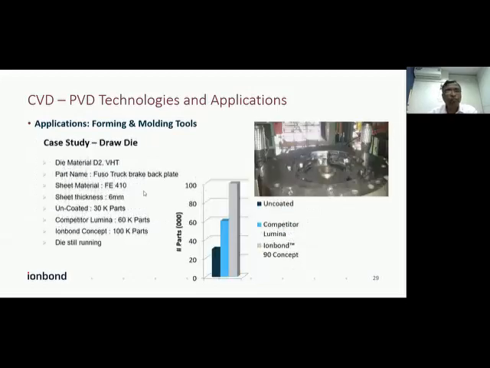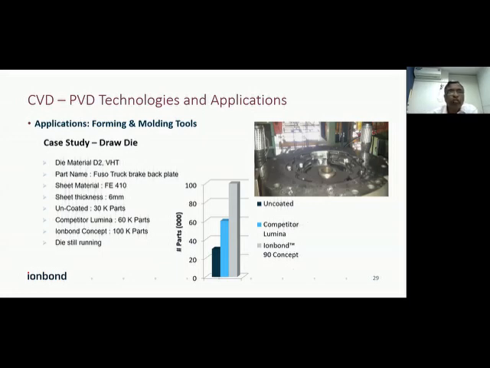Another example is a draw die. This is a Fuso truck brake back plate being formed through this die. The die material is D2, that is SKD11, with vacuum heat treatment. Here you can see the sheet metal is Fe410, so the tensile strength of the material is increased. The sheet thickness is 6 mm, so it is very thick, being a brake disc.